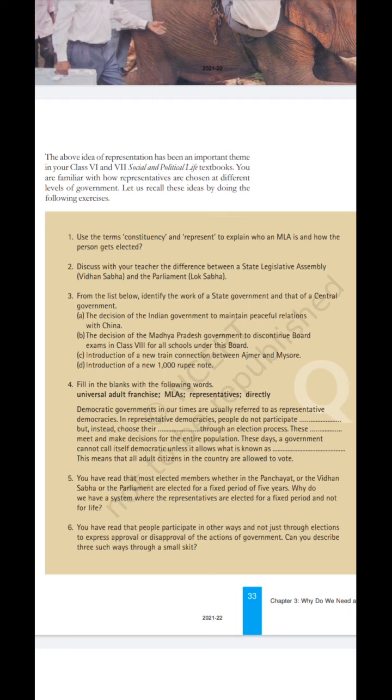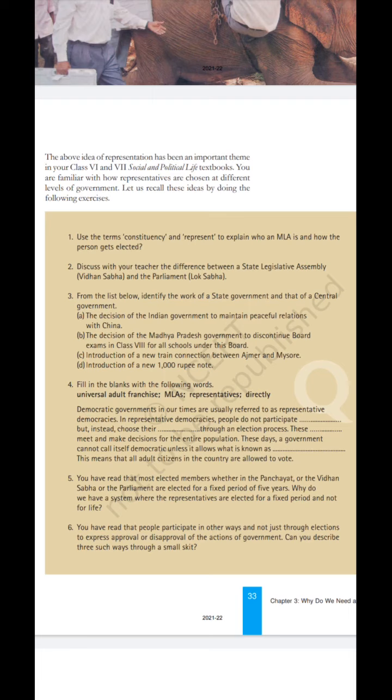From the list below, identify the work of a state government and that of the central government. The decisions of the Indian government to maintain peaceful relations with China. The decision of the Madhya Pradesh government to discontinue board exams in class 8 for all schools under this board. Introduction of a new train connection between Ajmer and Mysore. Introduction of a new 1,000 rupees note.